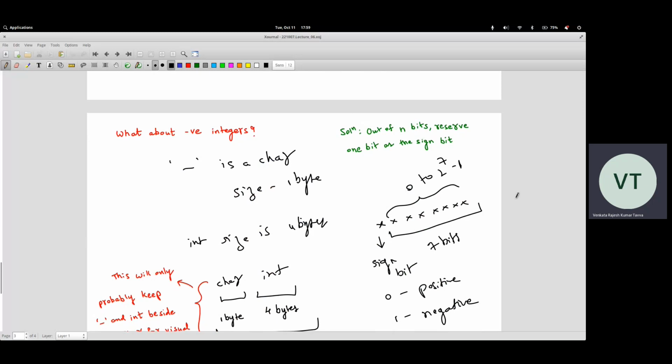Suppose 8 bits, earlier it was 256 values. Now you reserve one bit for the sign bit. Now you have 7 bits. So now how many possible values can you represent magnitude-wise? 2 power 7. So it reduced by how much?